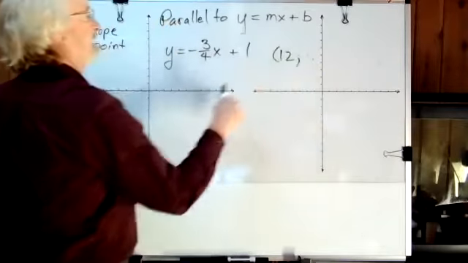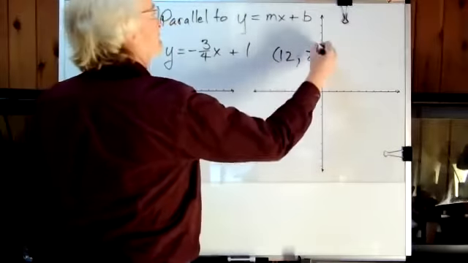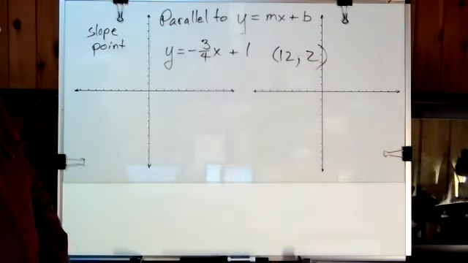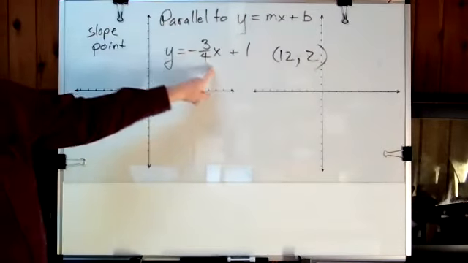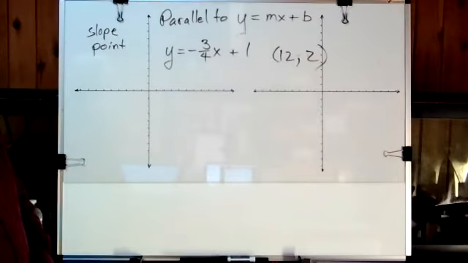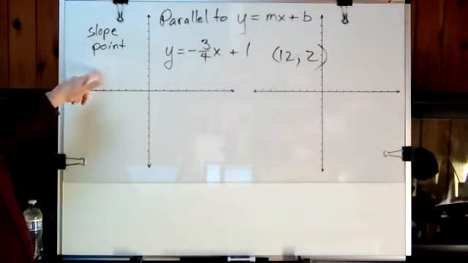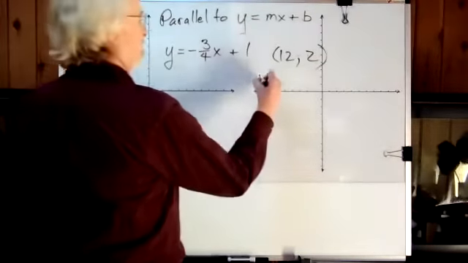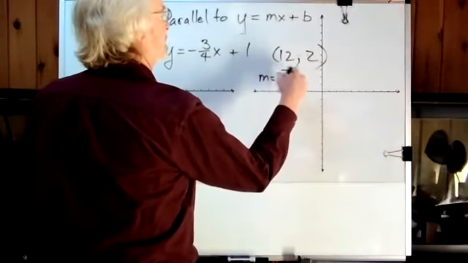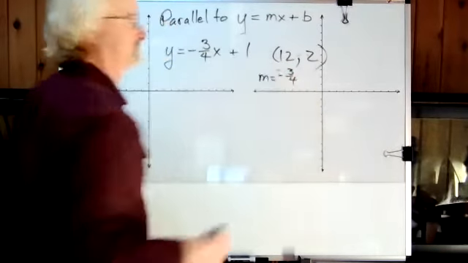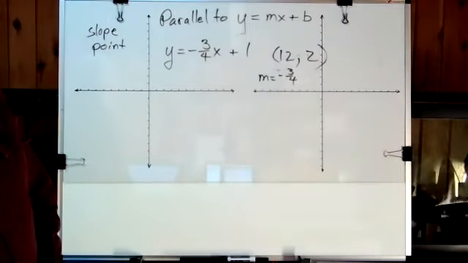Here's another one, okay? Cross your fingers, Steve. Let's make it parallel to that and through that point. First thing you've got to say is, what's the slope? I know a point. I need a slope and a point. What's the slope I'm going to use? Oh, there it is. -3/4. That's the slope I'm going to use.